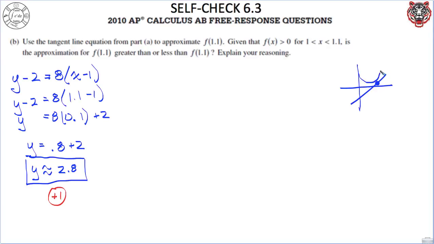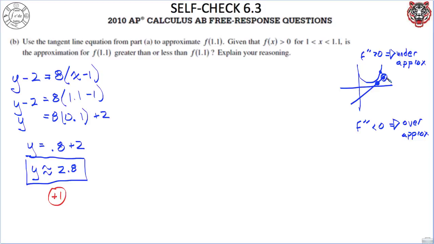Concavity was positive. You note that positive concavity, so f double prime greater than 0, means that it's going to be an under approximation, because I'm using the line to approximate, but the second derivative is positive, therefore it's more likely to be up here. So we guessed here, but it's actually up here, therefore it's an under approximation. So when the second derivative is positive, this means under approximation. And vice versa is true too. f double prime less than 0, that's going to be an over approximation.